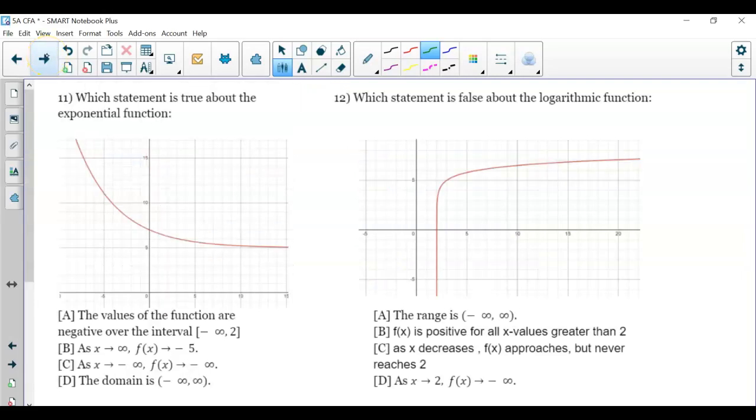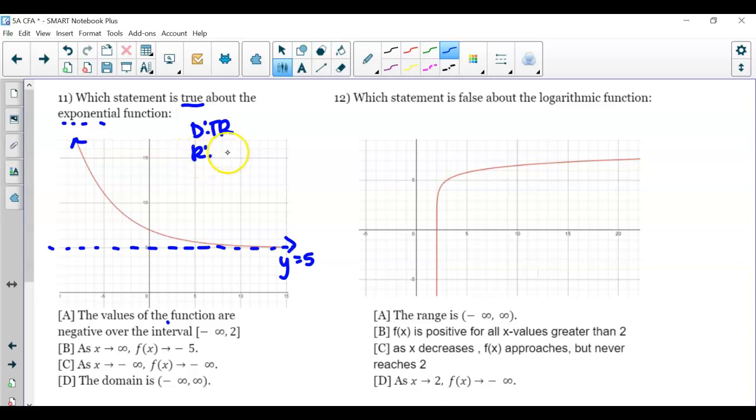So now question 11. Again, we're looking for which statement is true about the exponential function. Here I've got my horizontal asymptote at y is equal to 5, which means the domain is going to be all reals, because the range starts at y values starting at 5. And the graph is above, so y values are greater than.